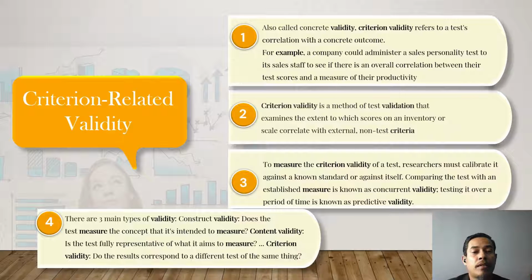Okay, the next one, the fourth. There are three main types of validity. The first one is construct validity: does the test measure the concept it intends to measure? Content validity: is the test fully representative of what it aims to measure? And then criterion validity: do the tests correspond to a different test of the same thing?